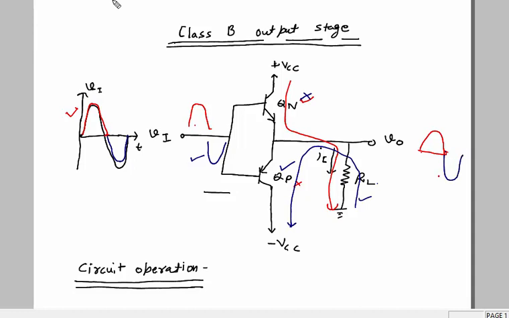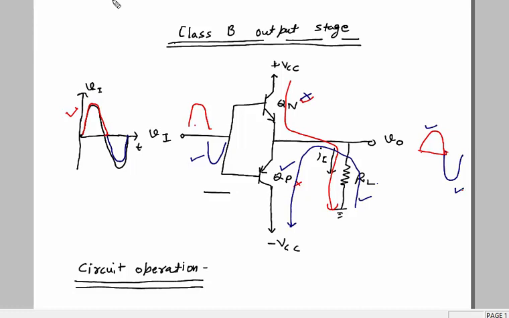Individually we see that QN and QP are not on at the same time. When QN is on due to the positive input half, QP is off, and when QP is on due to the negative input half, QN is off. Individually each conducts for only 180 degrees, but since we have applied two transistors, we get a complete 360 degree output here. So this is the basic operation of the class B power amplifier.